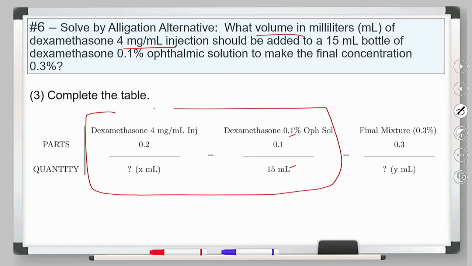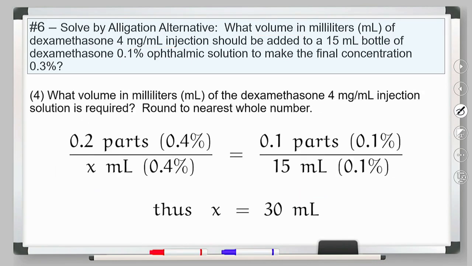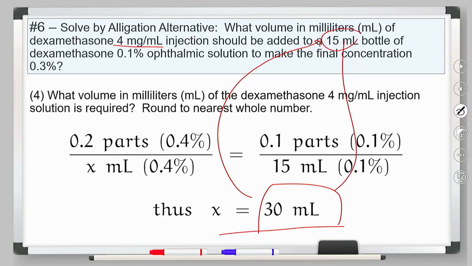So let's match those two up together and just cross multiply and divide. So 15 times 0.2 divided by 0.1. I show that work here, gives us 30 milliliters. So that means we're going to take 30 milliliters of this injectable, add it to the 15 milliliter bottle, mix it all up, and we will have a final concentration of 0.3%. And our final volume would be the 15 mils plus the 30 mils. We'd have 45 mils total.